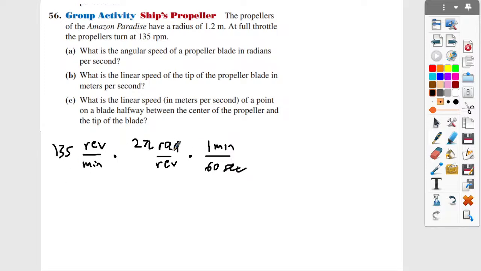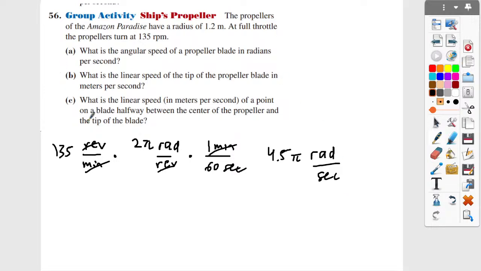Now you will see that this doesn't really cancel with this, but if you go left a little bit, you get minute and revolution and revolution. They're on opposite sides of the fraction. They can cancel with each other, and what you'll end up getting is 4.5 pi radians a second. That is the angular speed. The angular speed is in radians per second. It's how much you're turning every second, not the linear speed, which is v.